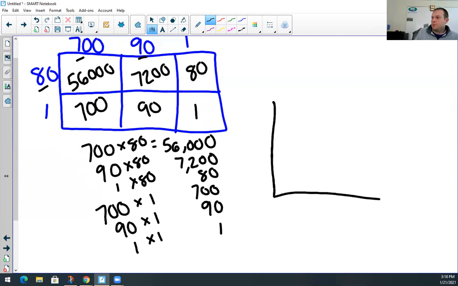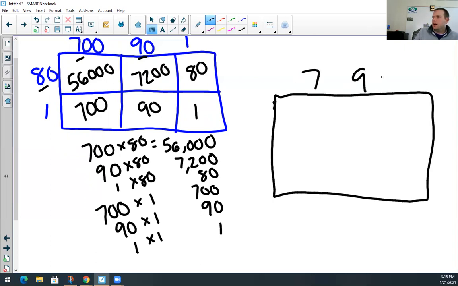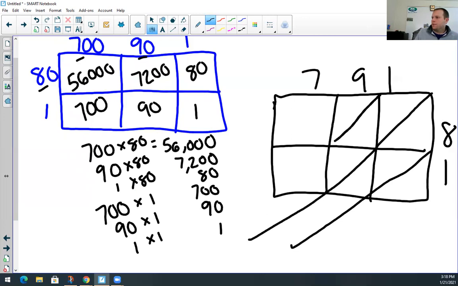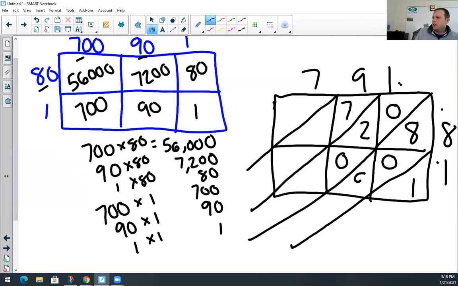If I'm doing a lattice box, another huge box, 791 by 81. Break it down by the place value. Corner to corner and through, corner to corner and through, corner to corner and through. 1 times 8 is 8. 1 times 1 is 1. And we have 72 and 9. And then we have 7 and 56.